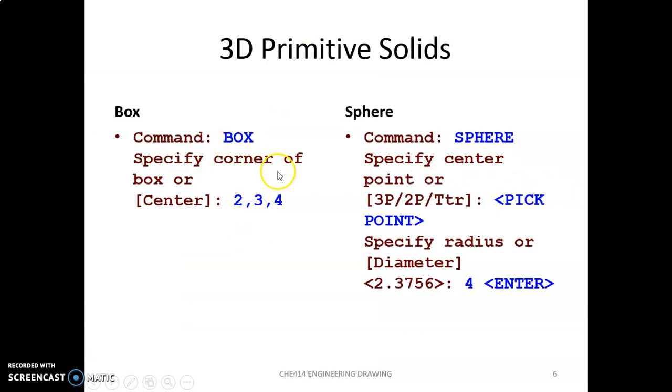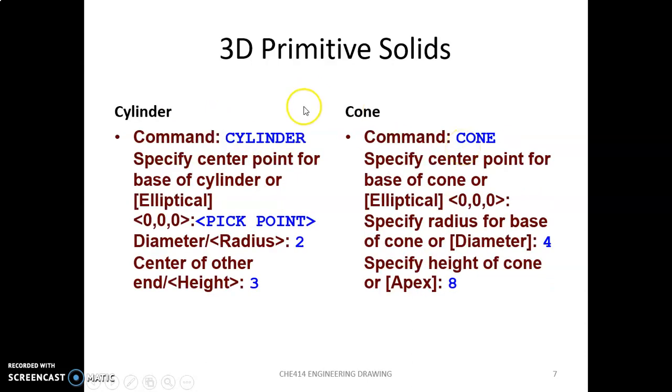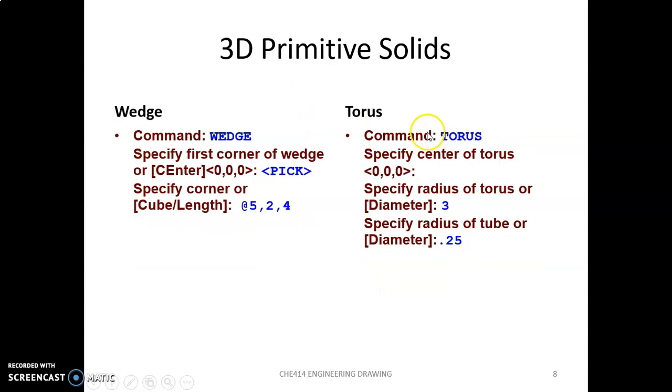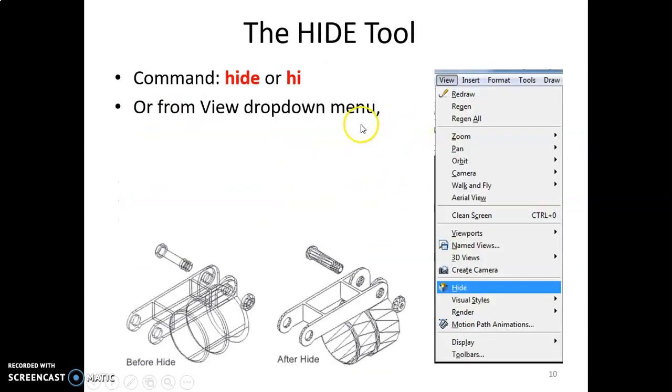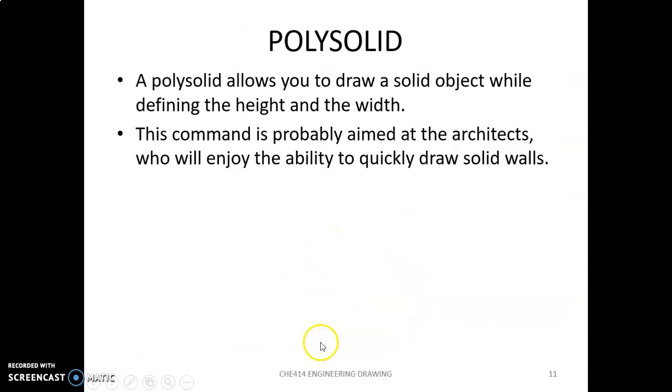Instead of using the toolbar, you can also type using a command. For box, just type box, sphere, cylinder, cone, wedge, torus, and also pyramid. And then for 3D modeling, we also have height. If you want to use the tool, go to view and choose height. If you want to use the command, type height or high. This is the difference between before height and after height. The drawing will be much more clear, or much more smooth.